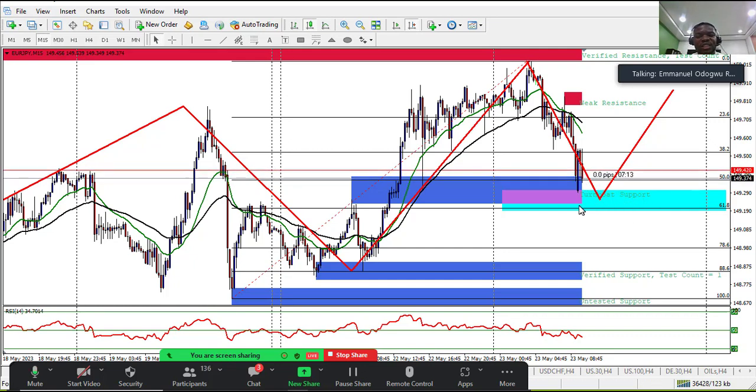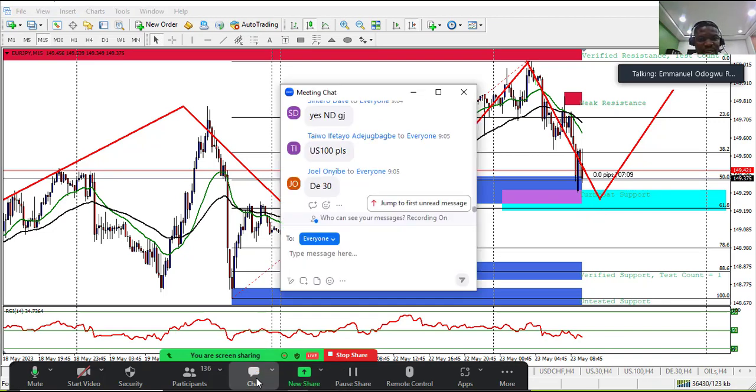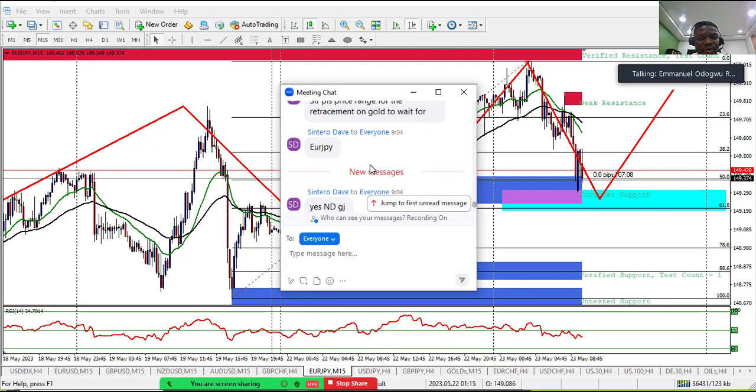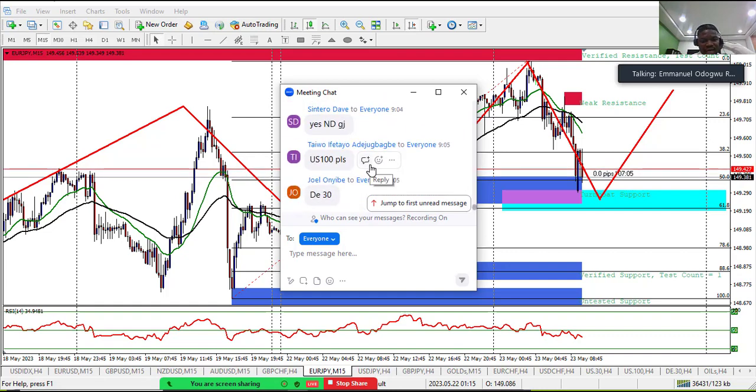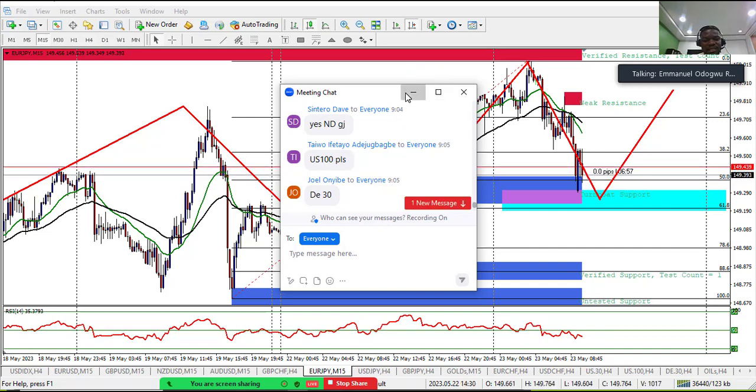If it retraces further... Now let me look at D30. So I think I've been able to honor your request, Mr. Dave. Now I'll have to look at this US 100, right? Because I have a lot of my clients trading US 100, right? And D30. So let's look at D30 first.